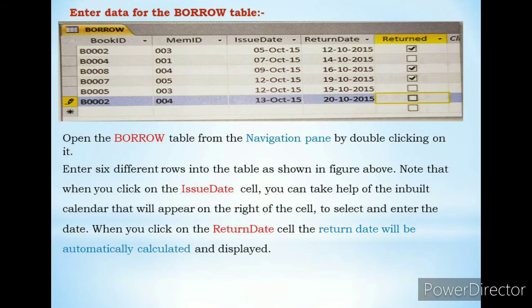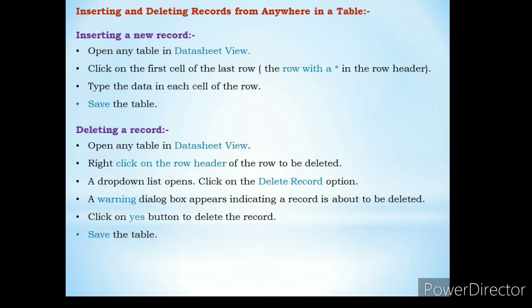When you click on the return date cell, the return date will be automatically calculated and displayed. Now students, we are going to understand how to insert or delete records from anywhere in a table. First of all, we will try to understand how to insert a new record. Here are the steps. First, open any table in datasheet view. Next, click on the first cell of the last row, the row with an asterisk in the row header. Next, type the data in each cell of the row. Next, save the table.